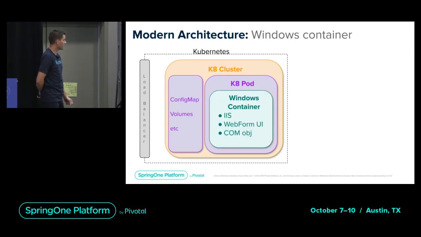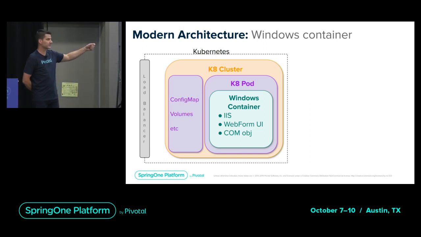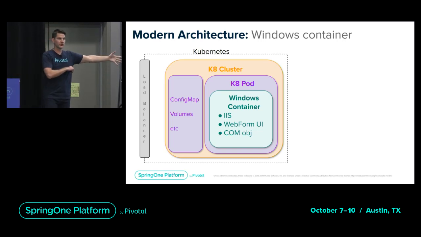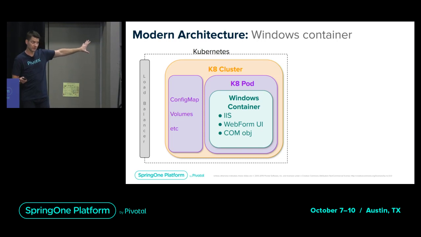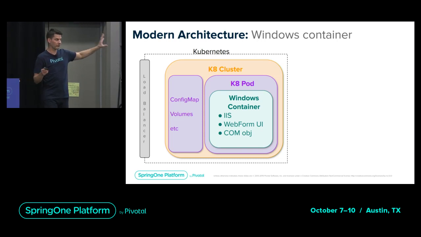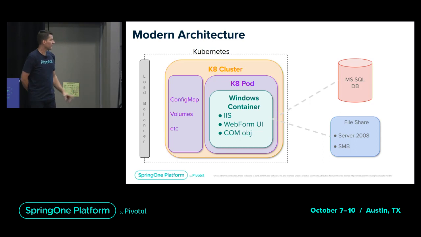So we have our Windows container inside of here, and our Windows container is going to have IIS installed, the web forms UI, the COM object, that sort of thing. So given where we were in our traditional architecture, given what we just went through learning about containers and all that, this is a pretty natural, pretty plausible thing, right? We just took the application and moved it right into a container. If you don't believe me, Chris will prove it in just a second anyway.